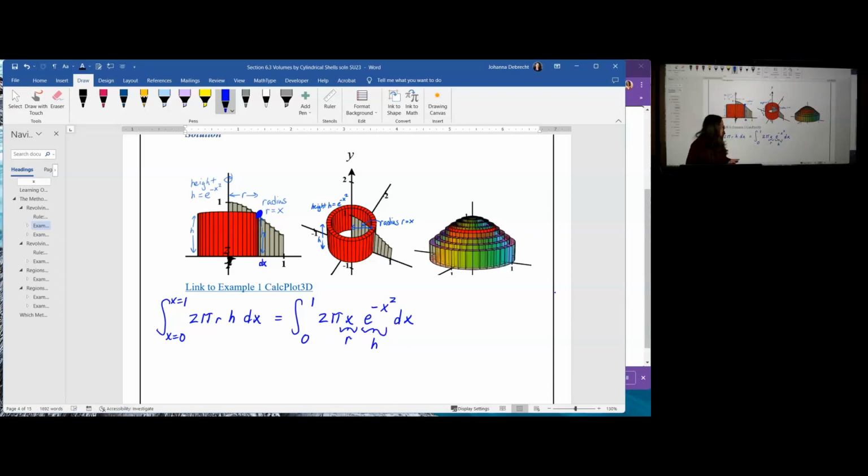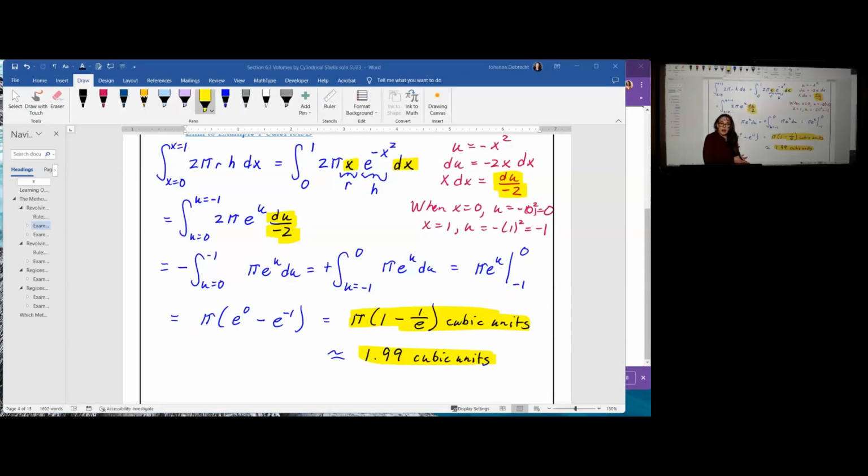Now that we've written down the definite integral, go ahead and pause the video to compute it. Note that you will need u substitution. When I apply the u substitution, I set u to be the power on the exponential. Notice that the derivative of negative x squared is negative 2x, and I do have x as a factor inside the integrand, and it is a multiple of negative 2x.